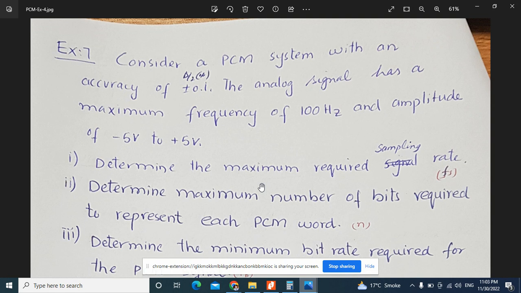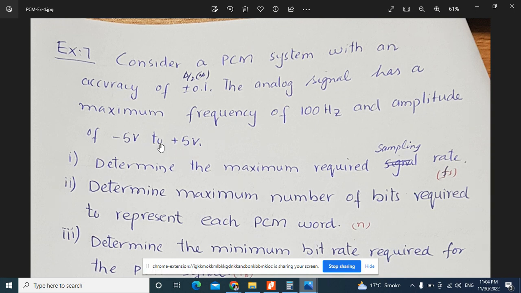So the next example of PCM is this: consider a PCM system with an accuracy of about plus minus 0.1%. Usually we write it as delta by 2, and the answer is usually in percentage. The analog signal has a maximum frequency of 100 hertz and an amplitude of minus 5 volt to plus 5 volt. So this is X min and that is X max.